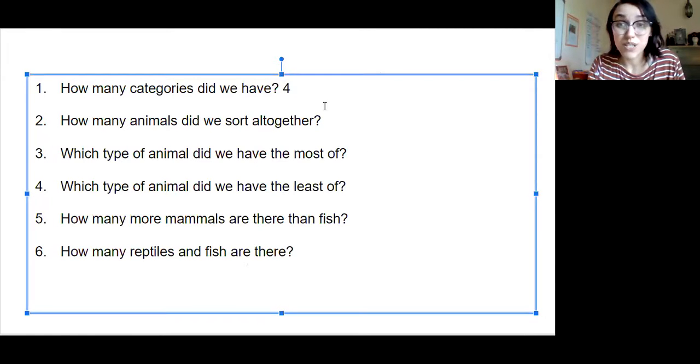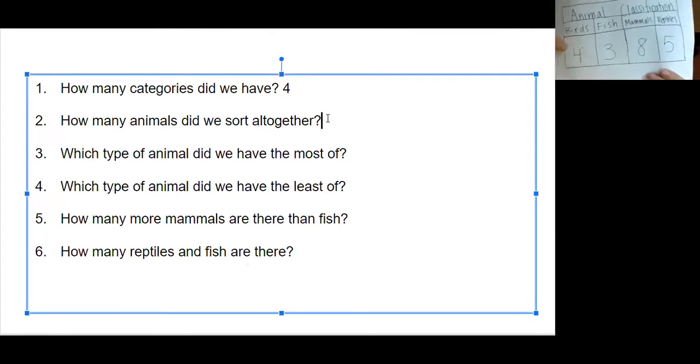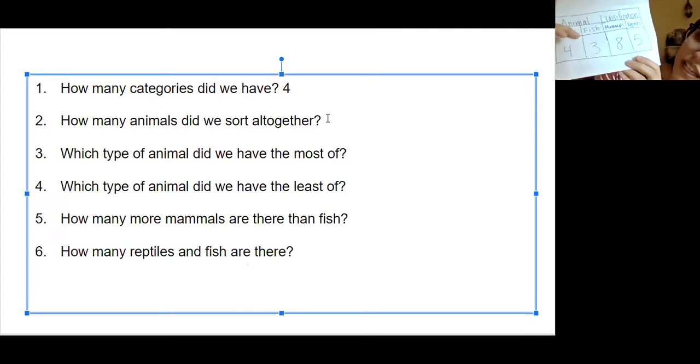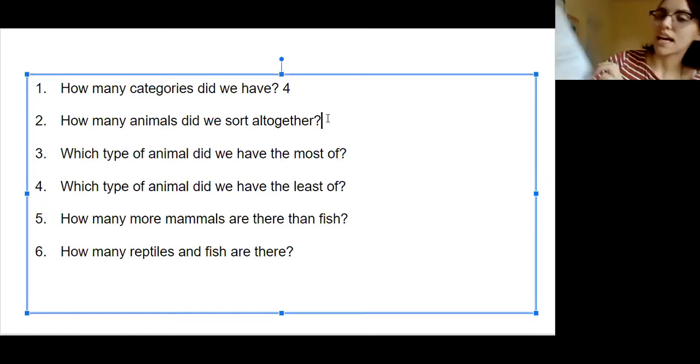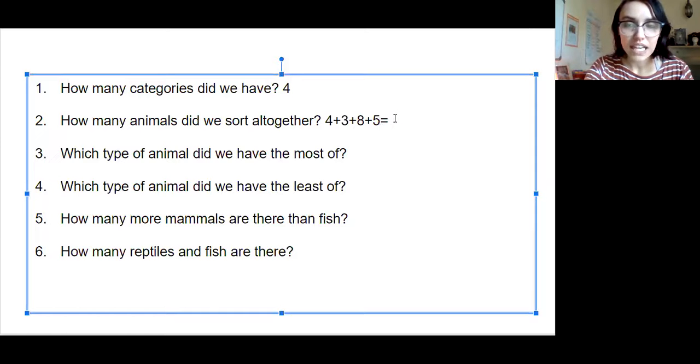How many animals did we sort all together? Well, there were 4 birds, 3 fish, 8 mammals, and 5 reptiles. Let's enter that as an addition sentence. 4 plus 3 plus 8 plus 5 equals, 4 plus 3 is 7, plus 8 is 15, plus 5 is 20. 20 animals total.